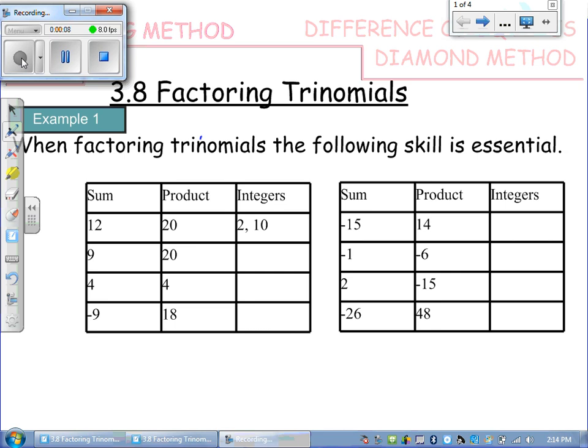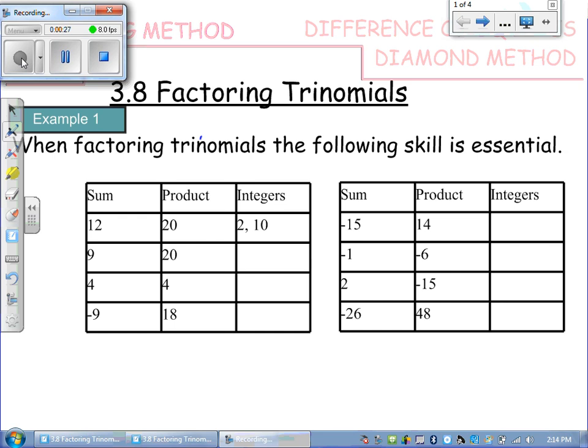Okay. Moving on. We're still factoring. It's just going to get a little bit harder. So, we're factoring trinomials. What's a trinomial? 3 terms. It is a polynomial, right? But it's a polynomial of 3 terms.